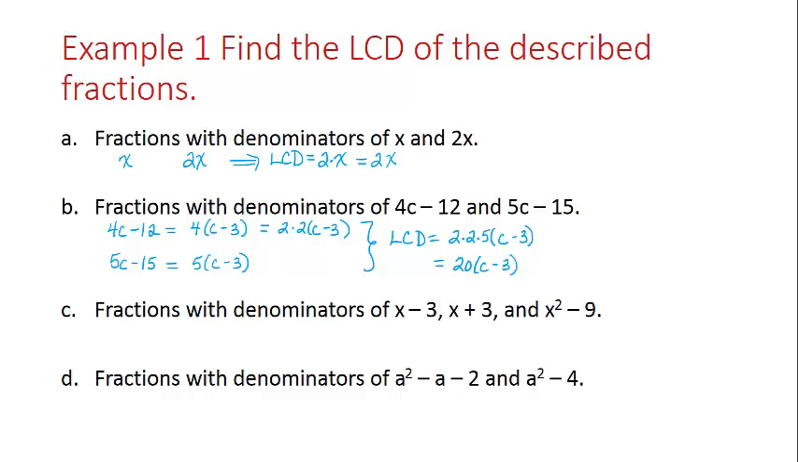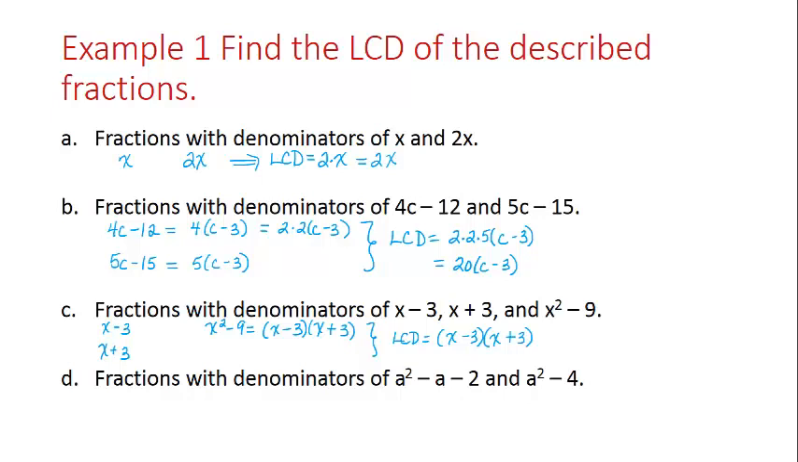Next, fractions whose denominators are x minus 3, x plus 3, and x squared minus 9. The x minus 3 can't be factored any further, nor can the x plus 3. The x squared minus 9 is a difference of two squares, x minus 3 times x plus 3. So the LCD has to consist of the x minus 3 as a factor and the x plus 3 as a factor. The last denominator requires the product of those two, which we already have included. And so the least common denominator is x minus 3 times x plus 3.